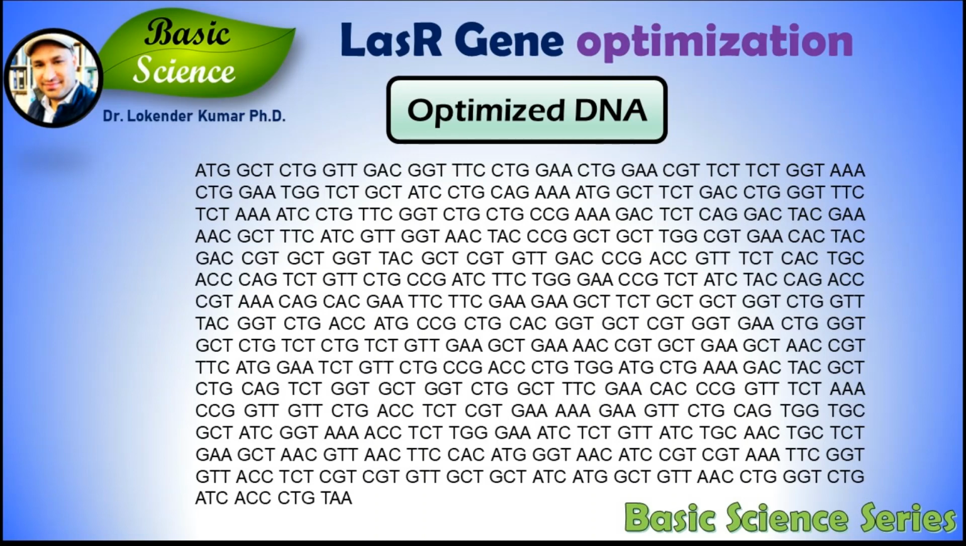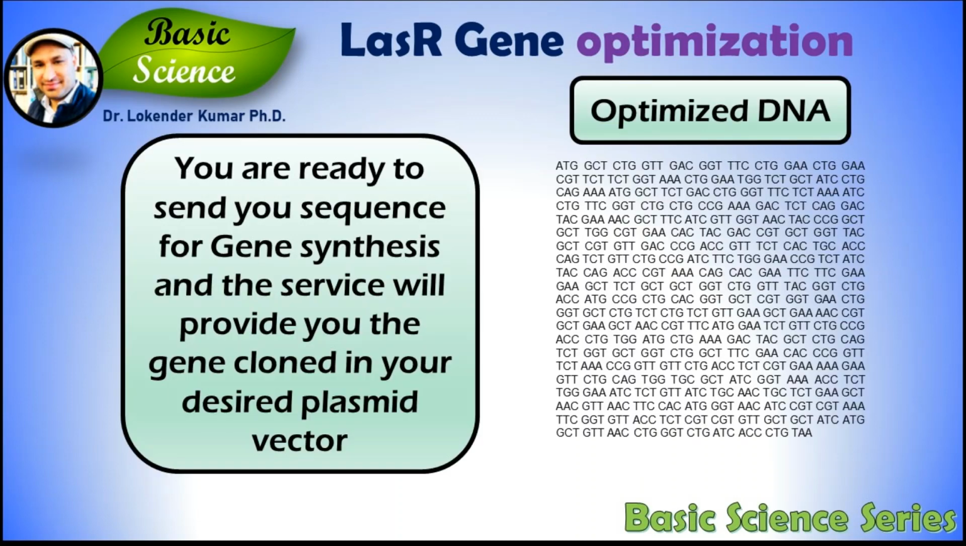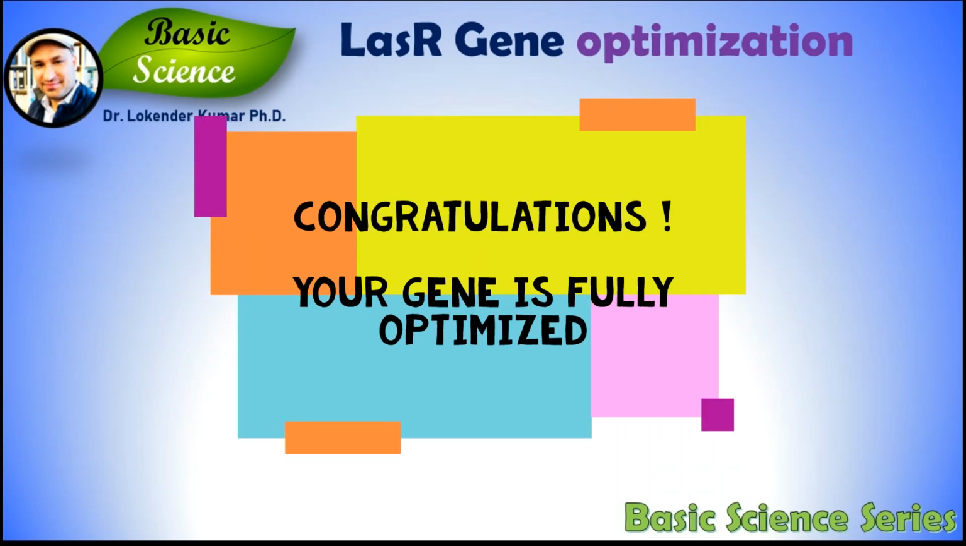Now, to recheck the improved DNA, you can perform the rare codon checker exercise again and check whether you have any rare codons left. In this case, we have performed the checking, and as you can see, there are no rare codons. Now you're ready to send your sequence to gene synthesis companies, and they will provide you your gene cloned in a desired plasmid vector. Congratulations, now your gene is fully optimized.